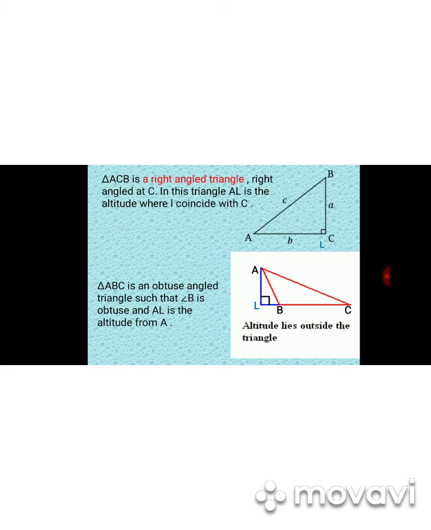Now, triangle ACB, a right angle triangle, is given to you. It is right angled at C. In this triangle, AL is the altitude. So, as it is a right angle triangle, the point L coincides with C, right? In the next figure, you have an obtuse angle triangle where B is the obtuse angle. Now, in this triangle, AL is the altitude from the vertex A and it lies outside the triangle.